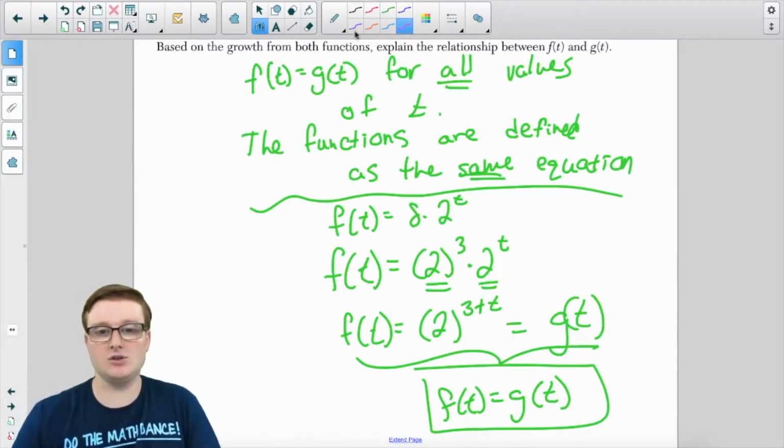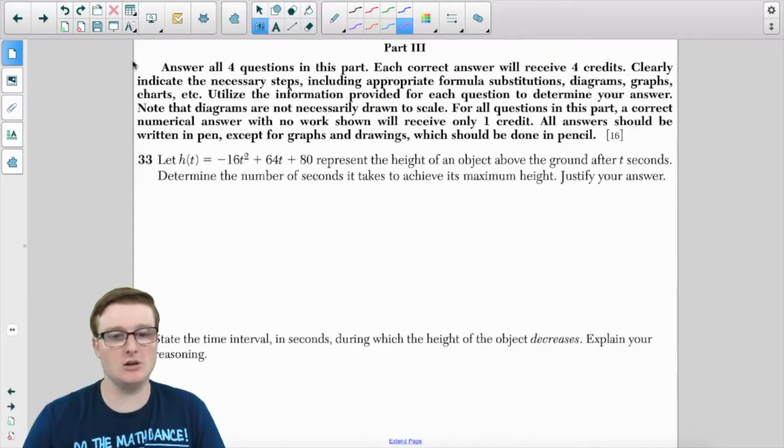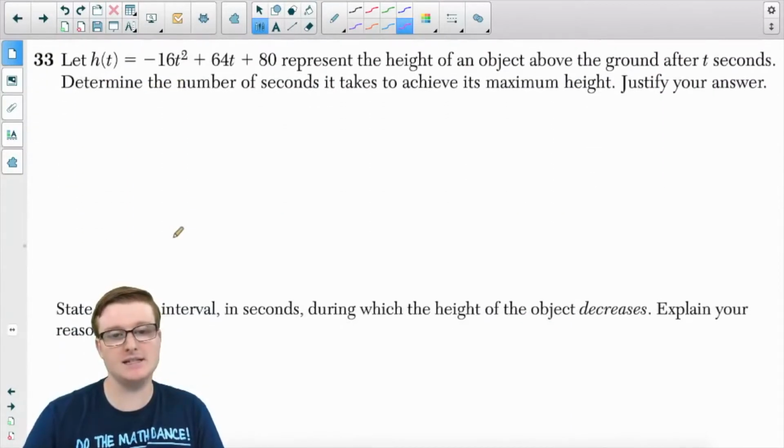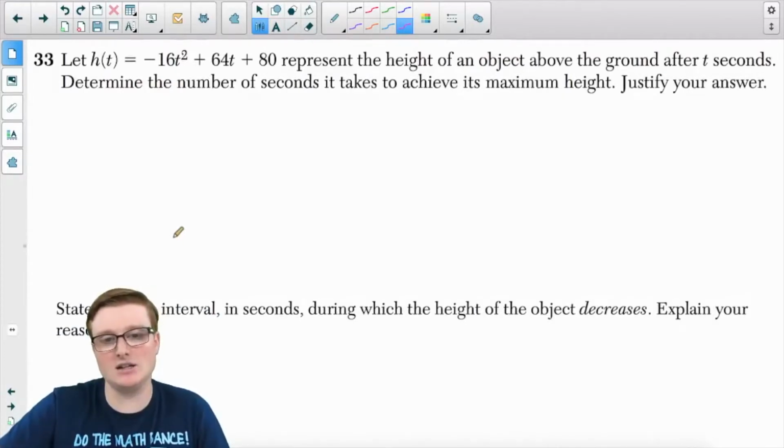All right, moving on to the part 3s. The part 3s, here we go. Let h of t equal negative 16t squared plus 64t plus 80 represent the height of an object above the ground after t seconds.